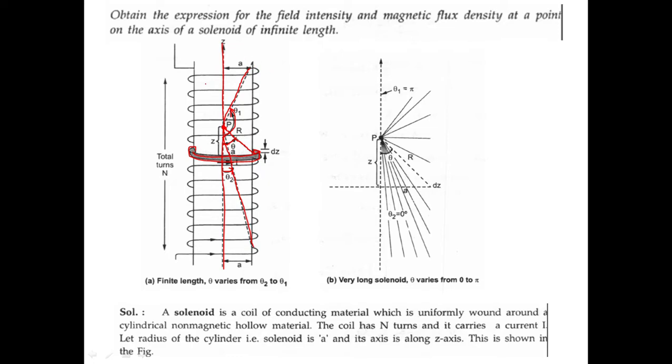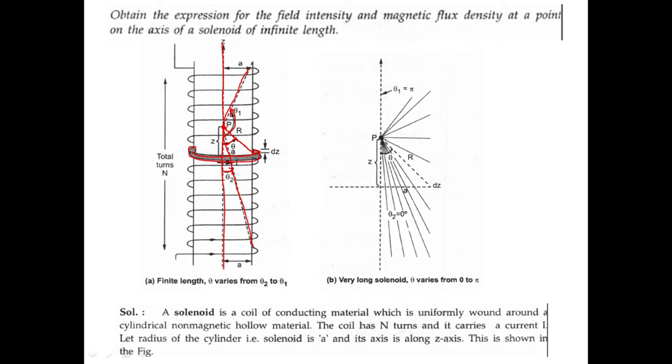So now we have drawn three lines: one to the top of the solenoid, one to the bottom of the solenoid, and one to the part of the solenoid we have considered for analysis. So theta 2, theta and theta 1 are the angles respectively, measured counterclockwise from the z axis. Right, now we'll start the derivation.